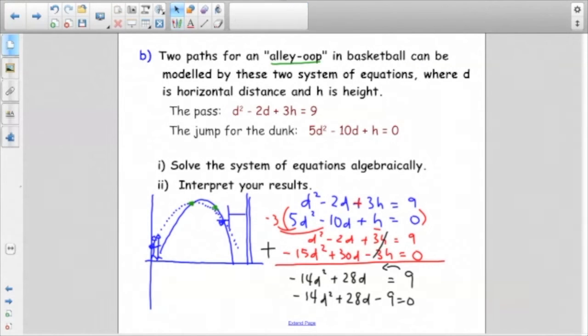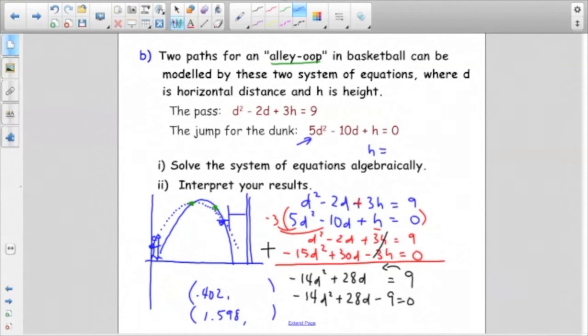And because we're dealing with big numbers, we just type it into the quad program. And what comes out of the quad program is 0.402. And the other one was 1.598. Now we just need to get the y values. So we just substitute it into one of the systems. So it's probably easier to substitute in this one. There's an h we can get by itself.